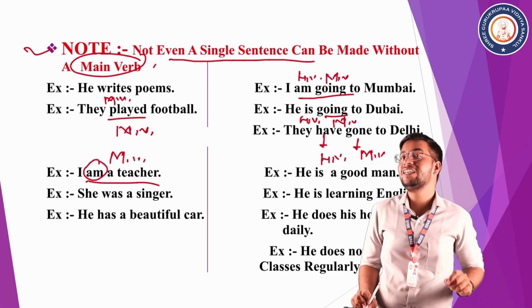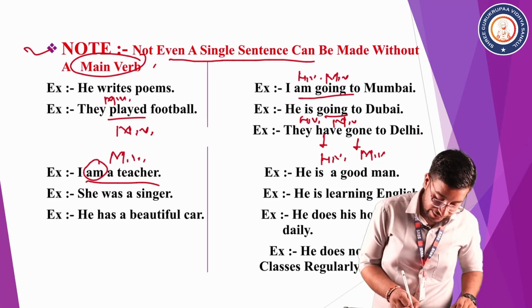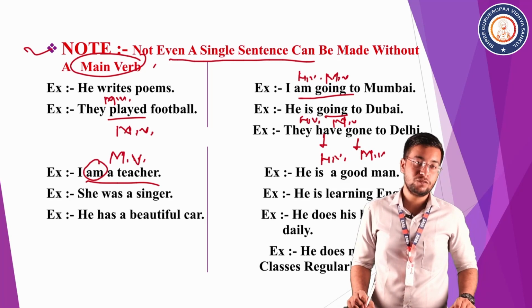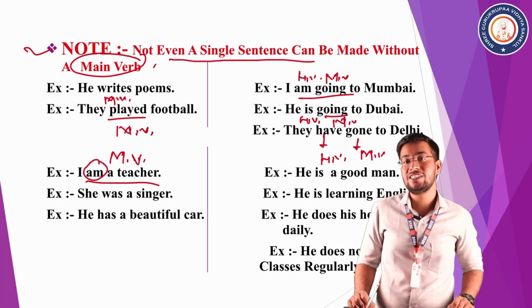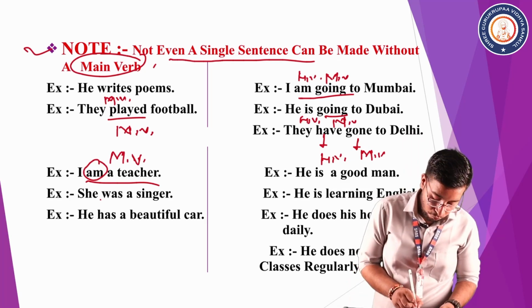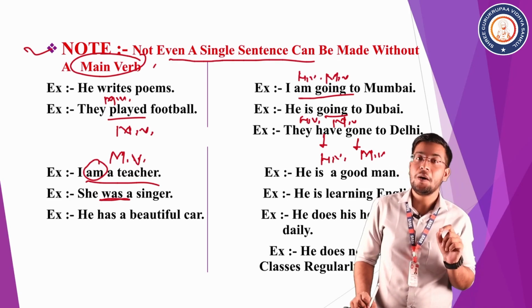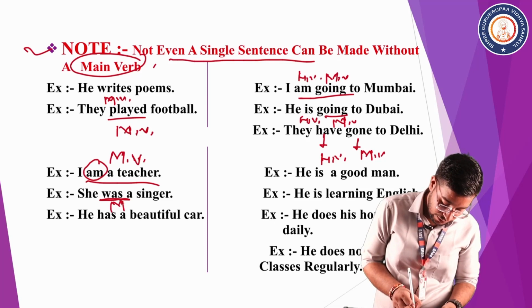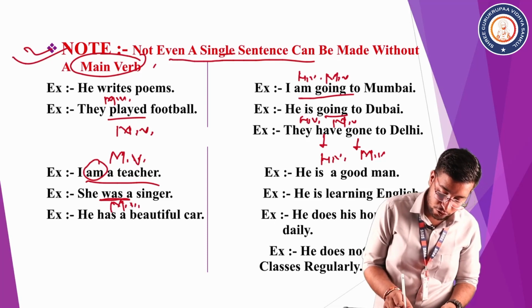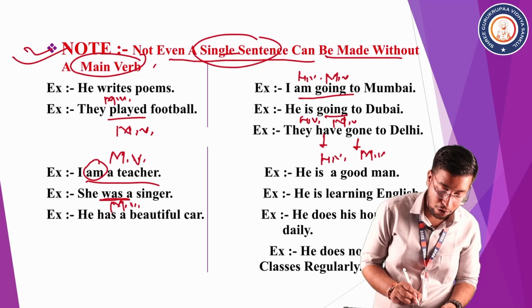It is not working as a helping verb here. It is working as a main verb here. In the next example, she was a singer. In this example, was is not working as a helping verb here. It is working as a main verb here. Why? Because our rule says not even a single sentence is possible without a main verb.